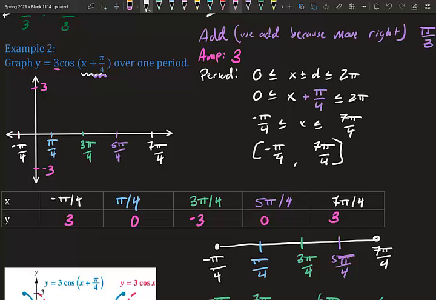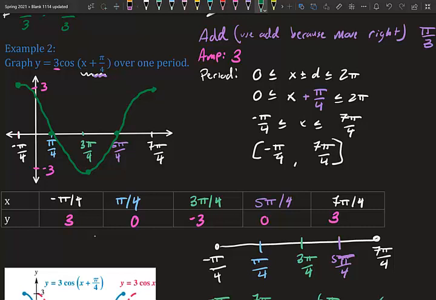And then we have all of our coordinate points. We have negative pi over 4, 3; pi over 4, 0; 3 pi over 4, negative 3; 5 pi over 4, 0; 7 pi over 4, 3. And then it does this little curve at the ends. And there's our graph. So that's doing it by hand.